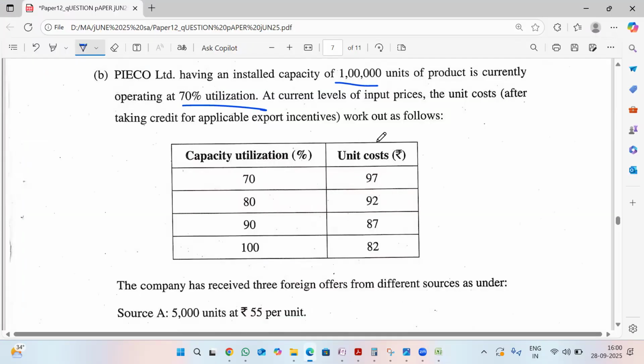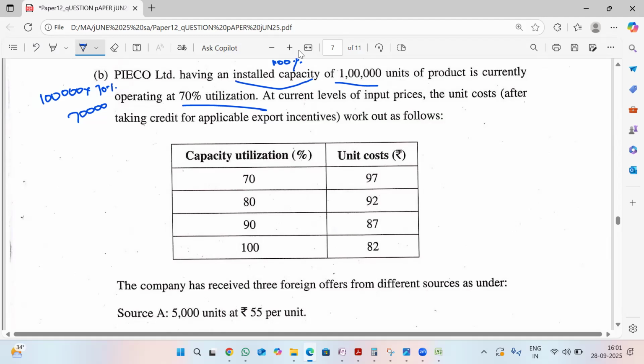So at 100 percentage capacity is 1 lakh. They have given installed capacity, and installed capacity always means 100% only. So installed capacity refers to 100 percentage. You should note all these points while answering this question. Actually, this is a very simple question if you know the concept. So my installed capacity is 100%, that means 1 lakh units. My company is operating at 70% now, so 1 lakh into 70%, that means at 70% capacity, 70,000 units. So 80%, 80,000.